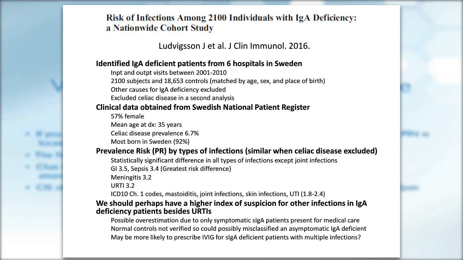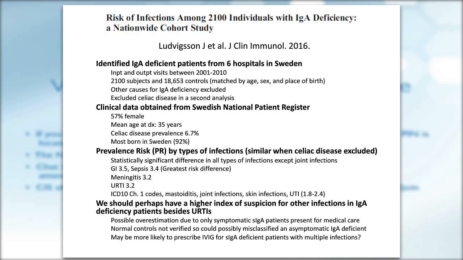Anyway, the take-home point from this paper is that perhaps we should have a higher index of suspicion for other infections in IgA deficiency patients besides upper respiratory tract infections, which we all know they're more susceptible to, but generally they're healthy people. But perhaps some IgA deficient patients may be at more risk for other infections as well.